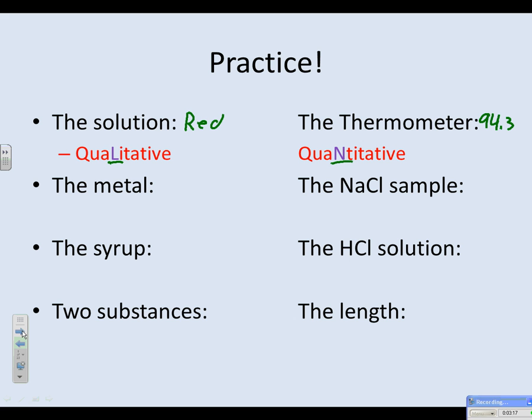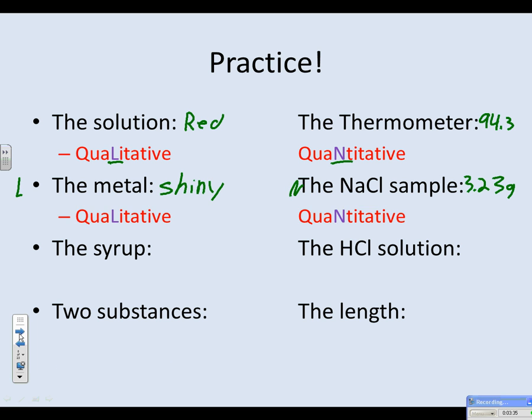Now the metal was shiny. Shiny is a descriptive term, so it's going to be qualitative again. The NaCl sample has a mass of 3.23 grams. That is a number, so we're going to call it quantitative. Here you go. Descriptive is L, number is N. The syrup is thick and dense. Neither of those are numbers. Those both describe the quality of the syrup, so we're going to use the L again.